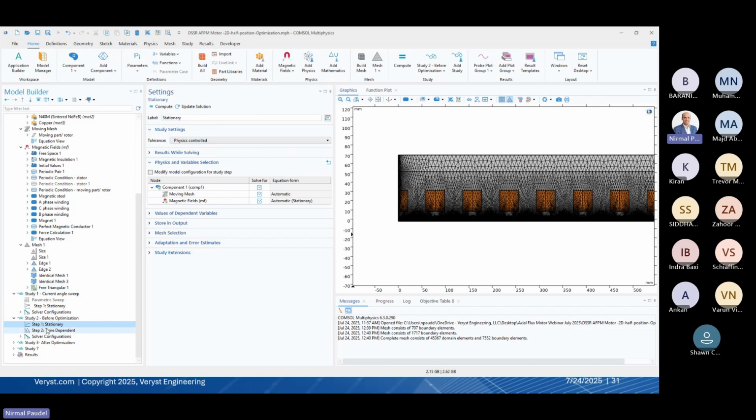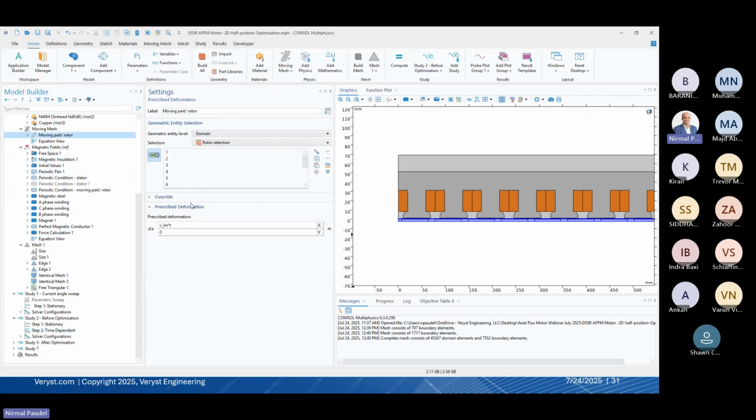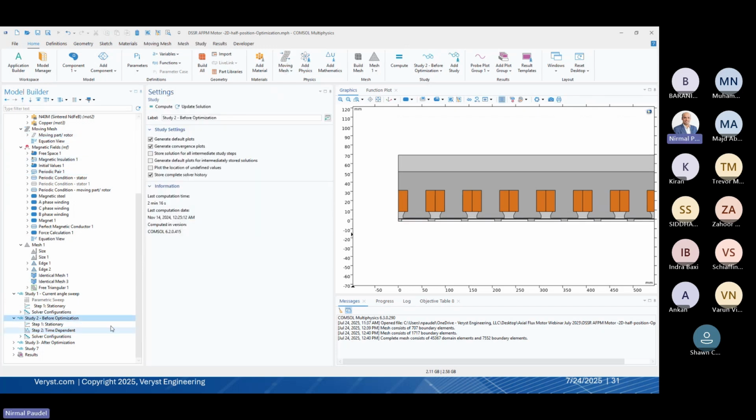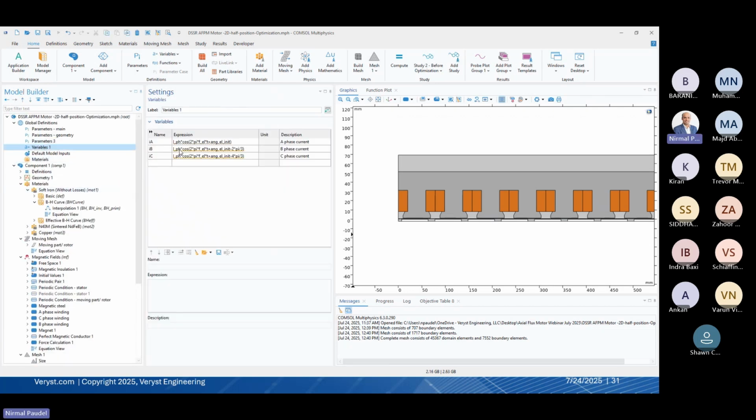So we always have to have a stationary study followed by the time-dependent study, where time-dependent is basically applying to the motion here, which is a function of time, but also to the current here, which is a function of time. We have the frequency times.